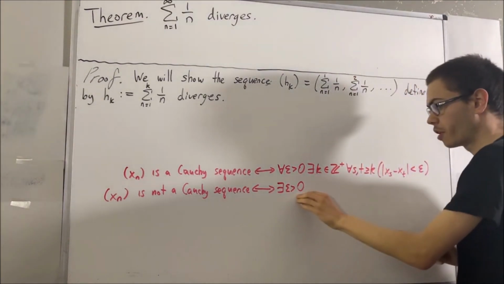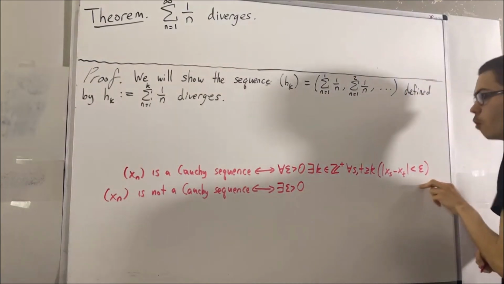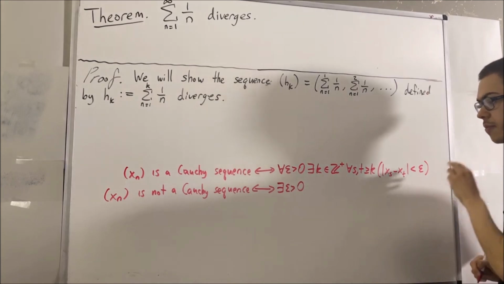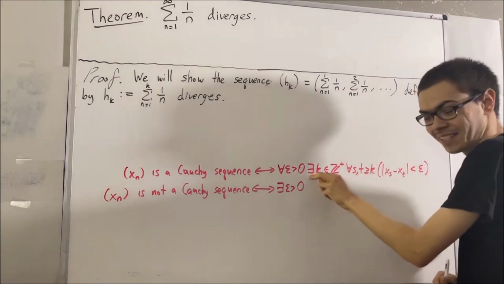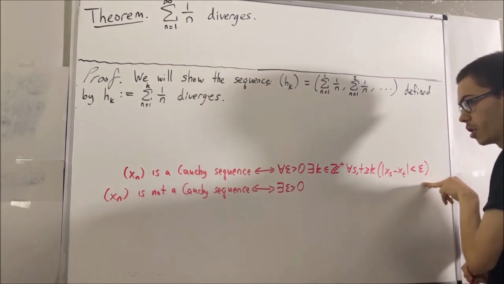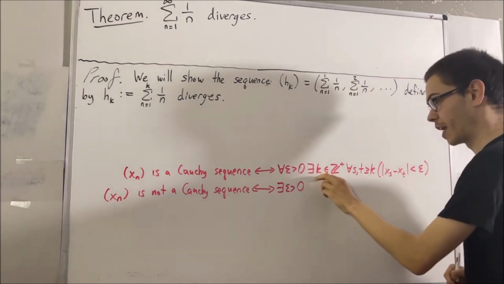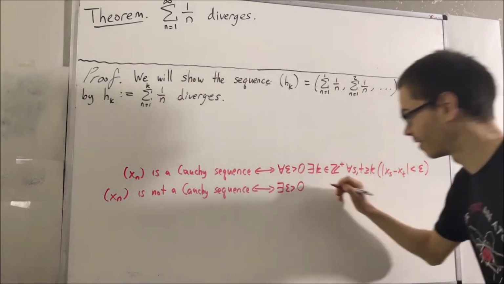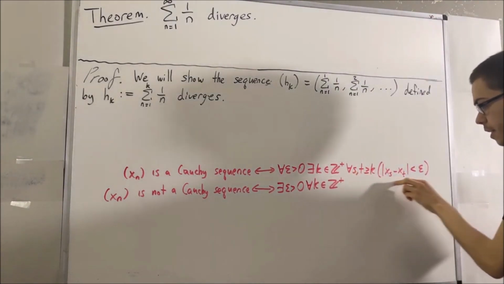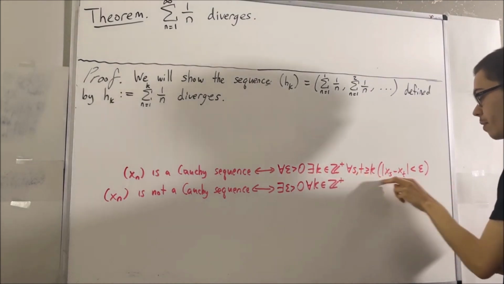So there is an epsilon greater than 0 such that this is false. Well, what does it mean for this to be false? It means that there does not exist a positive integer k such that this is true. In other words, for every positive integer k, this is false. So for every positive integer k, this is false. What does it mean for this statement to be false?